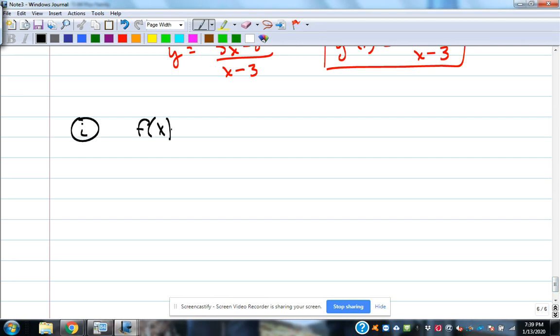So f of x is the square root of x plus 5. And the domain of that would be, we know x has got to be greater than or equal to negative 5. Let's find the inverse of that. So this one starts with a square root in it. This is why this one's a little different, but it's not hard. What's the first thing we do? Swap x and y. So x equals the square root of y plus 5. Now what?